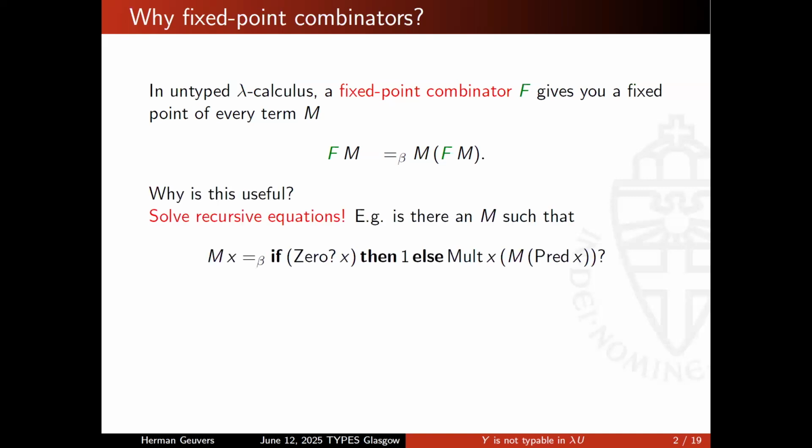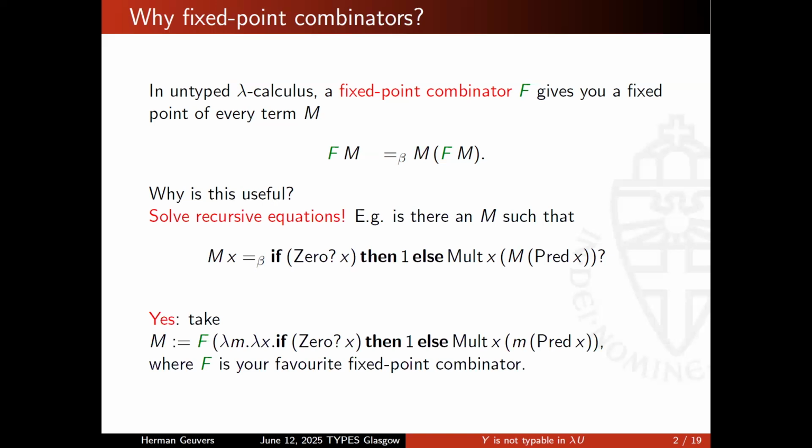So why is this useful? Well, it's very useful. You can solve recursive equations. So if you think, is there an M that satisfies this equation? And if you squint very clearly, then you think, oh, this is a function that actually defines the factorial. Suppose I want to define the factorial, I need an M to solve this. And the nice thing about untyped lambda calculus is, if you have a recursive equation, there's always a solution. What is the solution? Well, here's the solution. It's just your favorite fixed point combinator applied to this higher order variant, this thing. So that's extremely cool. Okay, so that's why fixed point combinators are interesting.